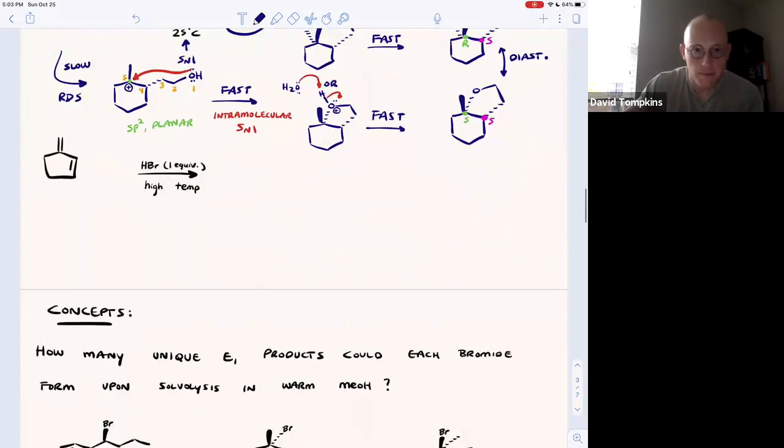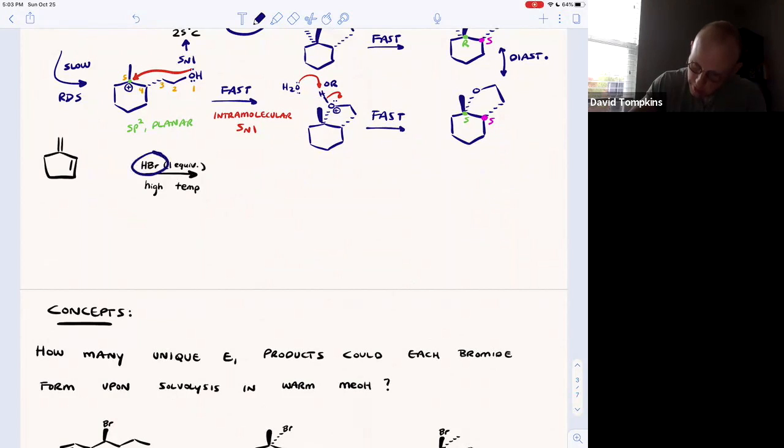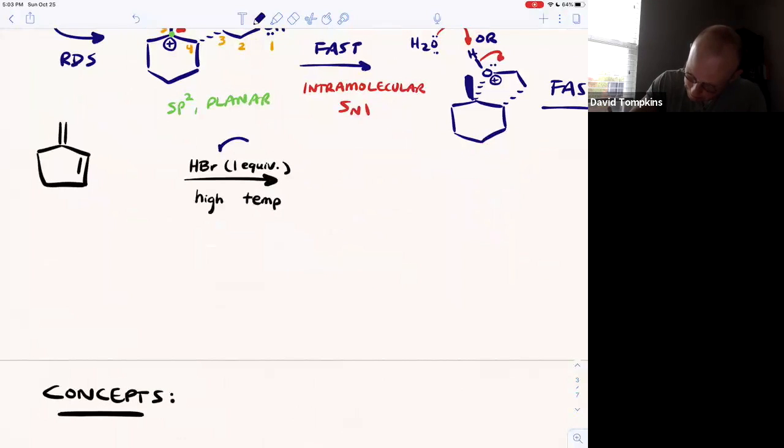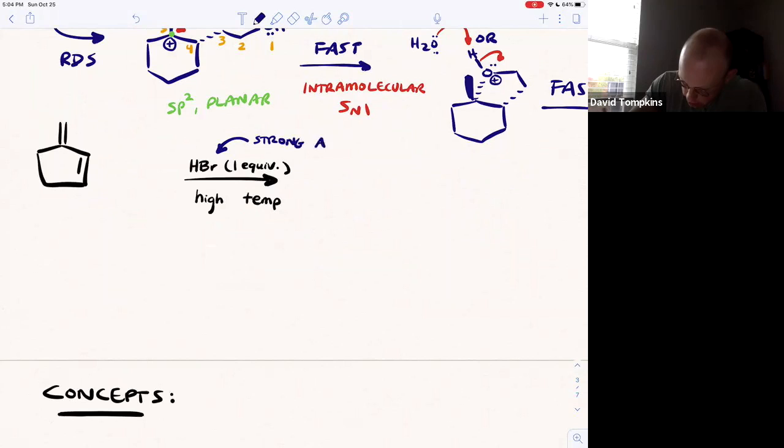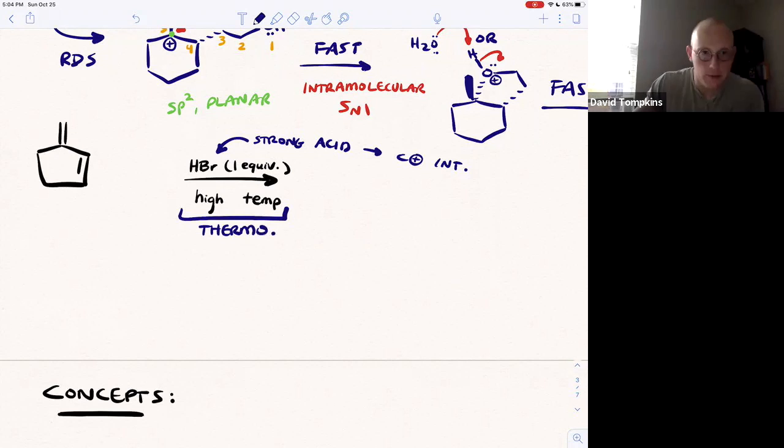So then we have one more on this page where we add HBr to an alkene. And HBr, of course, is a strong acid. When that reacts with a pi system, it's going to give a carbocation intermediate. Okay, this is at high temperature or under thermodynamic control. This diene has 2 alkenes, right? One between carbons 1 and 2, and one between carbons 3 and 4. And they are conjugated.